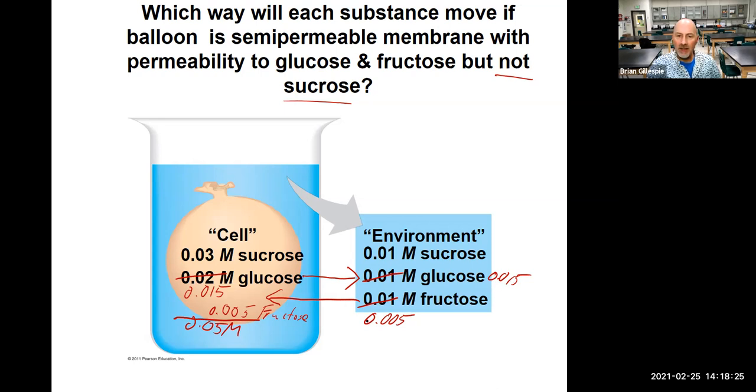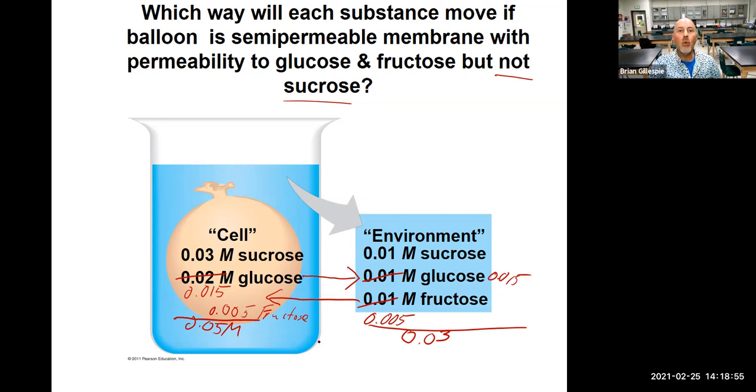Now, what about these guys? Well, again, if we add 0.005 plus 0.015, that's 0.02 plus another 0.01. Total concentration in here is still 0.03. All right. So where is water going to flow? Are we going to lose water from the cell and add it to the beaker? Or are we going to add water from the beaker into the cell?